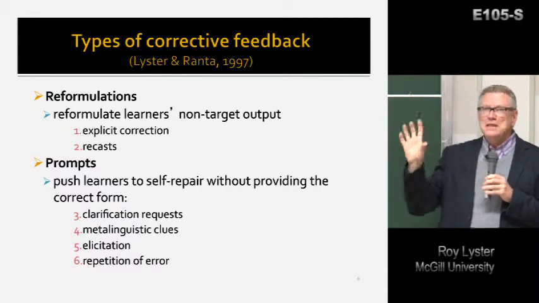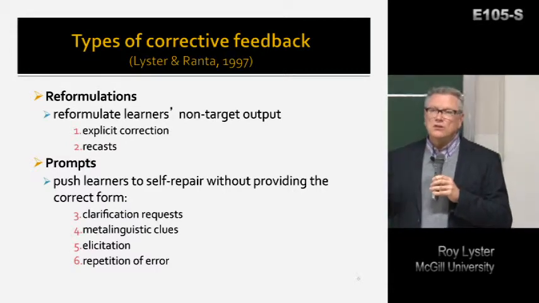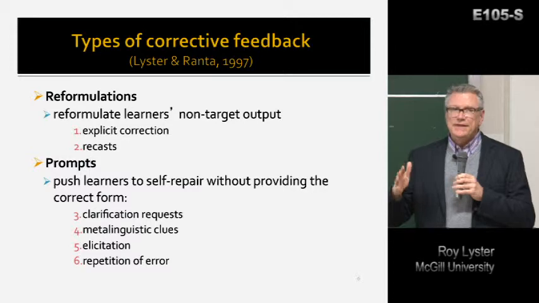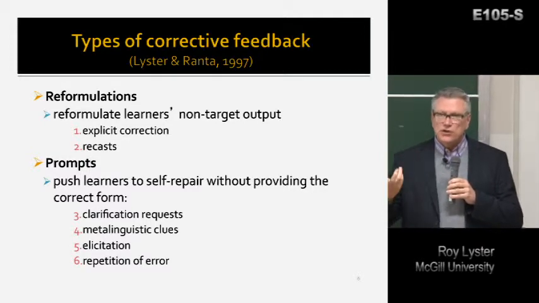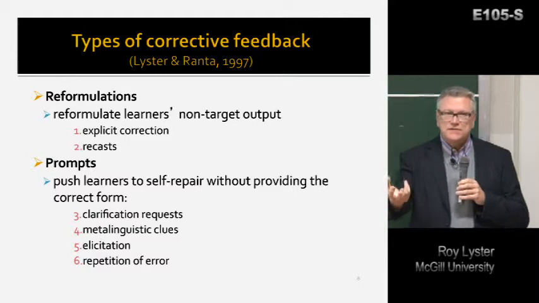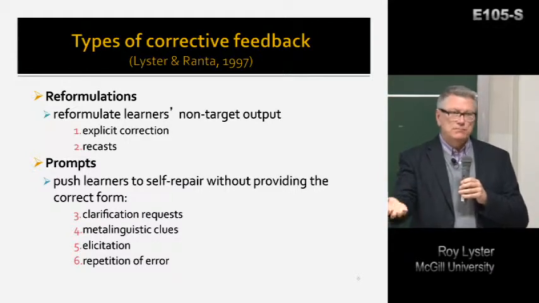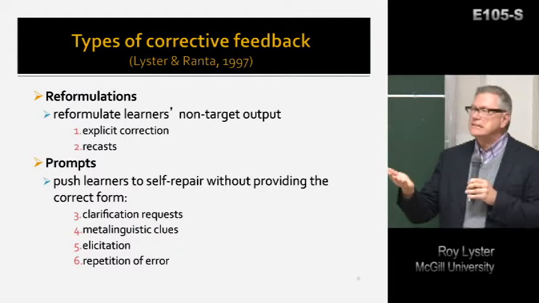So the first family of feedback involves what we called reformulations, and this means that the teacher reformulates the error into the correct form. In other words, gives the correct form to the student. Okay? It's very simple. We all do this.